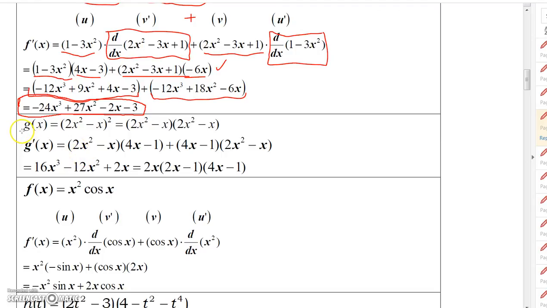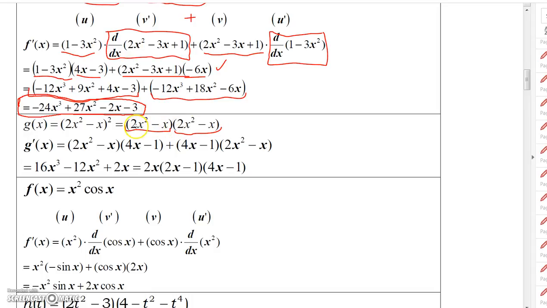Okay, here's another example. This one I've got 2x squared minus x, quantity squared. Well, I don't have a rule that tells me how to take the derivative of a function squared. I only have a rule that tells me how to take the derivative of x squared. So what I'm going to do is write this as a product where I have 2x squared minus x times 2x squared minus x.